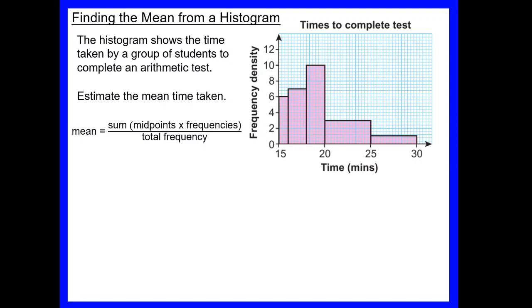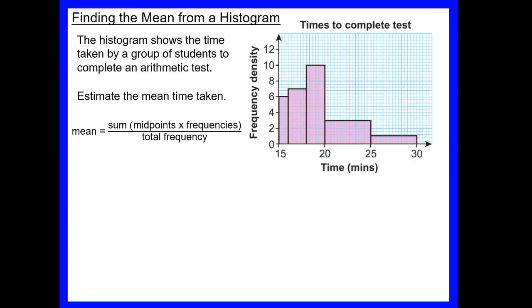So normally if we want to find the mean from a grouped frequency table, we would find the midpoint of the group, multiply it by the frequency to find the total value for that group, and then add all of those groups together to get our overall total. And we would divide that by the total number of people that we have in our survey or in our table. So we're going to do exactly the same here.